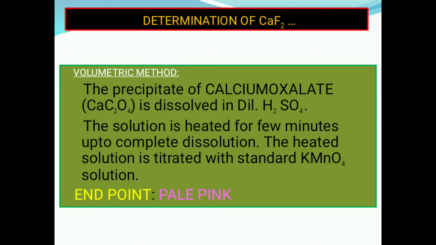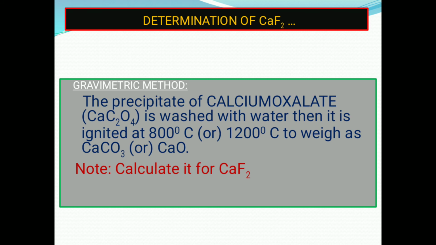Next, if you go for volumetric method for the determination of calcium fluoride, take the precipitate of calcium oxalate and dissolve it in dilute H2SO4 solution. Then heat it for a few minutes. Then titrate it against KMnO4 solution until it gets a pale pink color endpoint. So this is the way to determine calcium fluoride. Just the calculation is different.